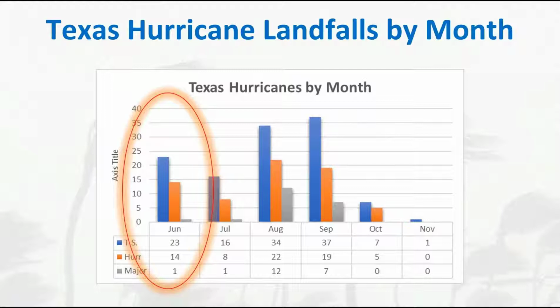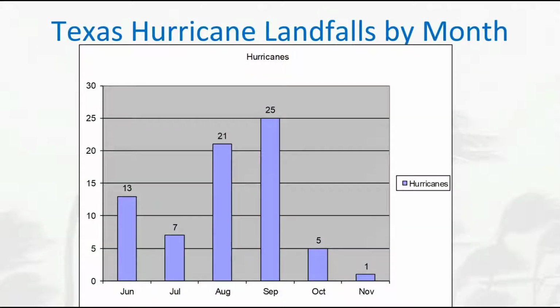Now this is a graph of Texas hurricane landfalls by month, and as we can see, tropical storms and hurricanes can impact and make landfall over Texas as early as June, which is technically the first month of hurricane season. However, climatologically speaking, August and September are the most active months with landfalls across Texas.